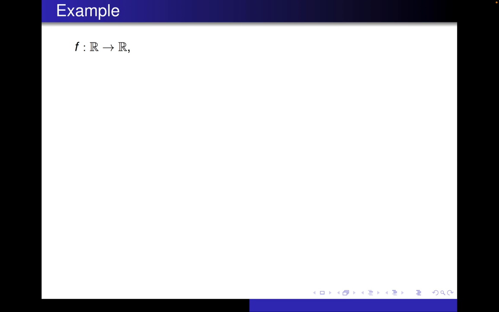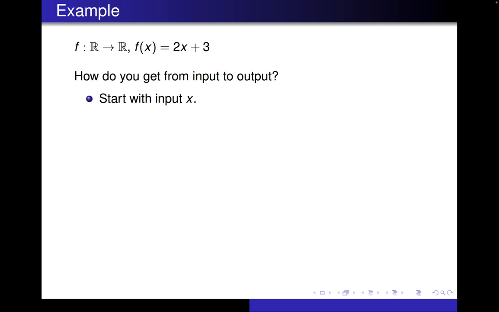So here's f with domain R and codomain also R. Then f of x equals 2x plus 3 is going to be the formula. So the input is x, the output for x is 2x plus 3. The question is, what kind of actions do you have to do to get from input to output? If you look carefully, there are actually two actions. The first thing you do is start with your input x and multiply by 2. So x becomes 2x. And then you take that 2x and add 3 to it to get 2x plus 3.